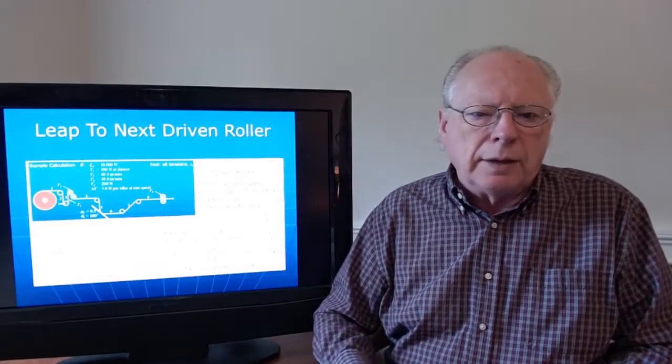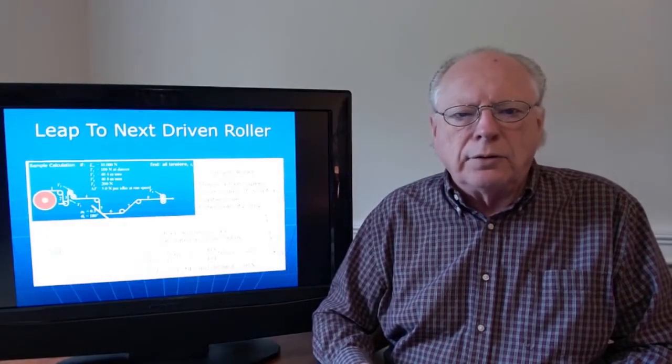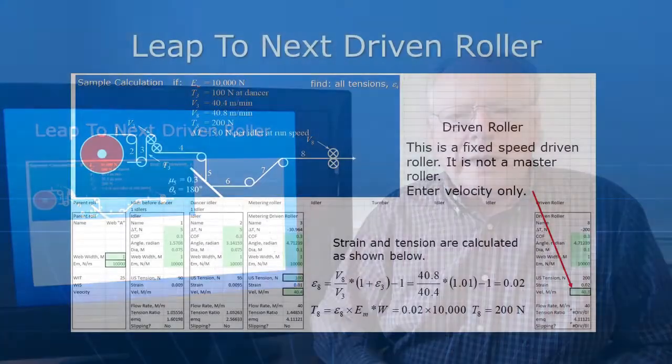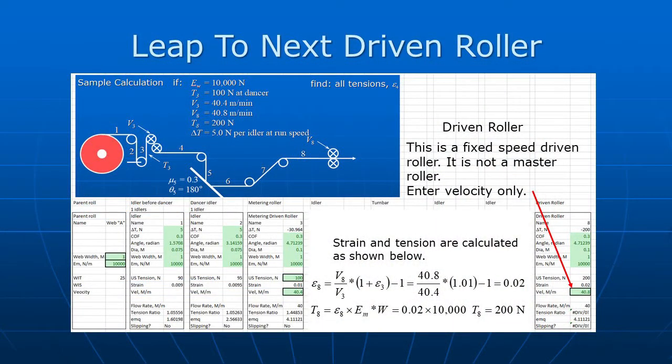Now, we're going to leap ahead to the next driven roller, which is roller 8, the nip in this case. This is a fixed speed roller. It was given as one of the inputs for the model. And we're able to use the strain transport formula to calculate the strain, since we now have our references identified in our metering block. And use our tension and strain formula to calculate the tension. And we get a tension of 200 newtons down there.